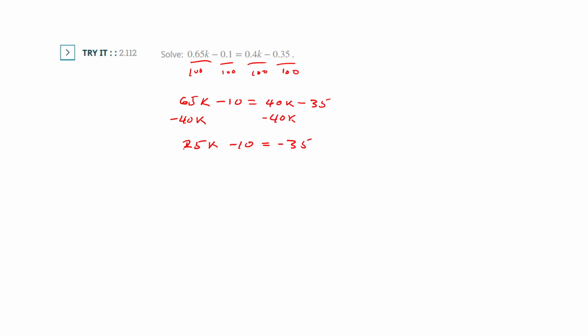Okay, I've got them together. Let's get them alone. I want that factor puzzle, so I'm going to add 10 to both sides. Now, 25 times something is negative 25. Well, that's easy, but we'll just divide it anyway. And you'll get k is negative 1.